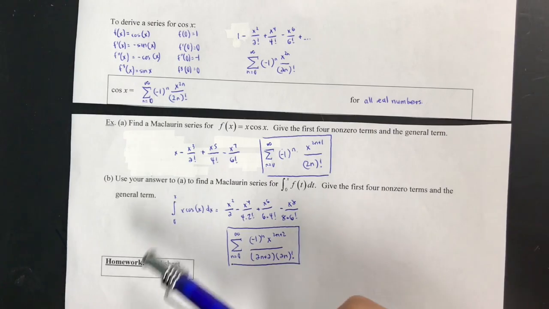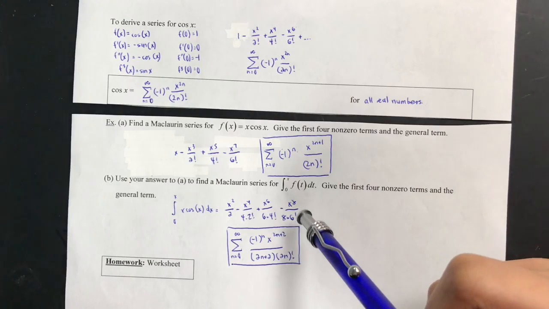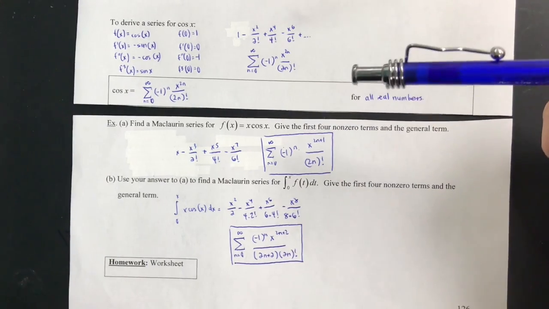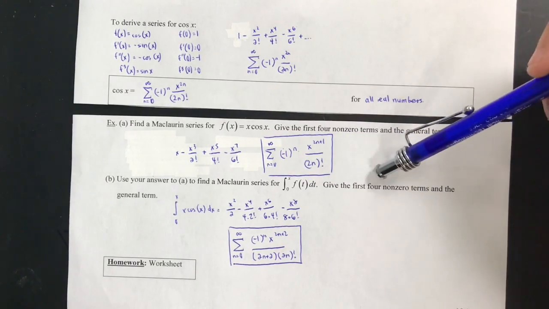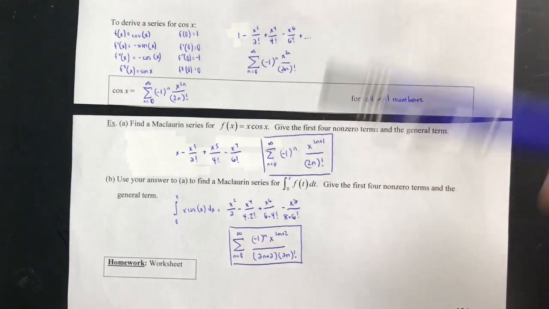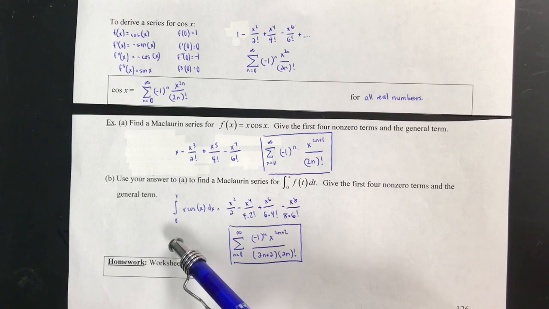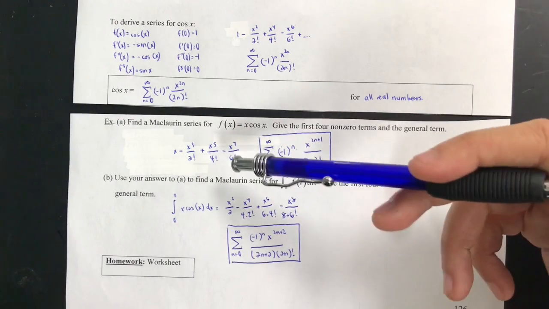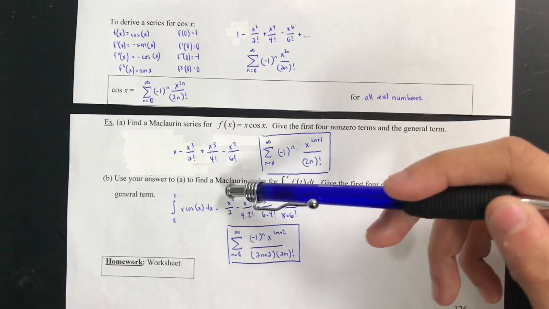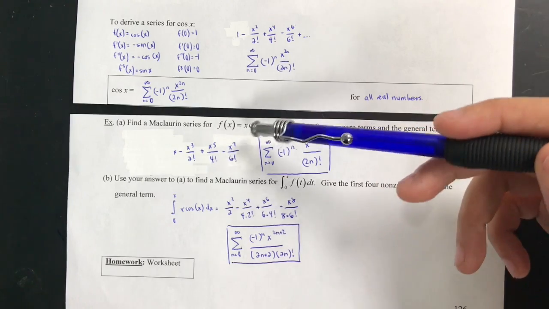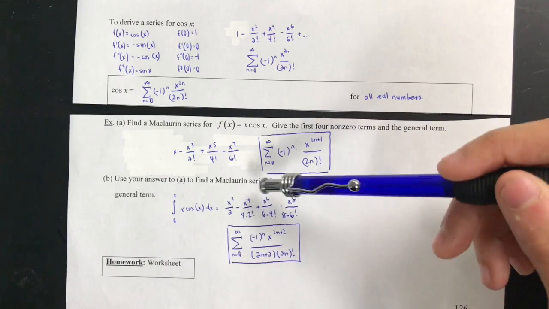And so the next part of the problem is using your answer to find a Maclaurin series for the integral from 0 to x of f of t dt, giving the first 4 non-zero terms and the general term. And so in our case, we would be taking the integral of each of the specific terms above. So we'd integrate x, and that would be x squared over 2, and then we'd integrate x cubed over 2 factorial, and that would be x to the 4th over 4 times 2 factorial.